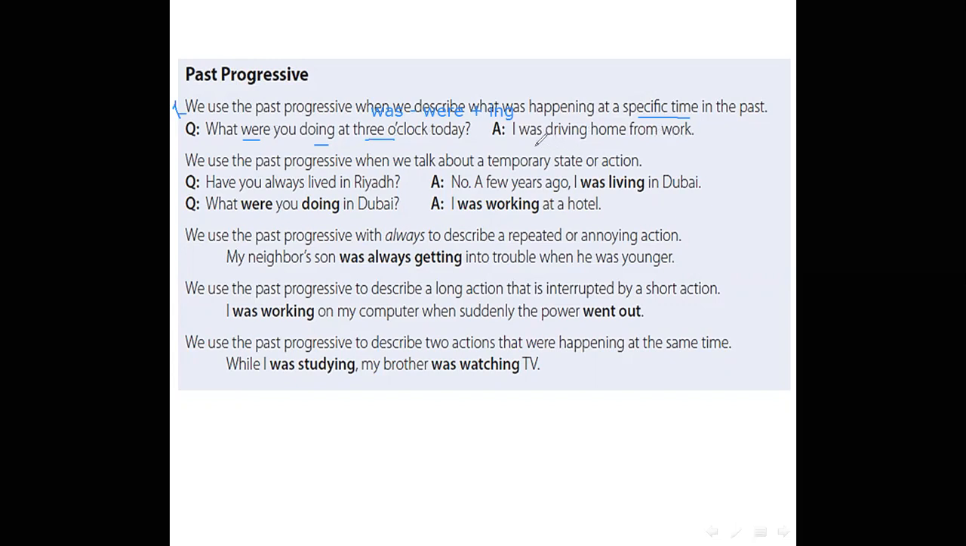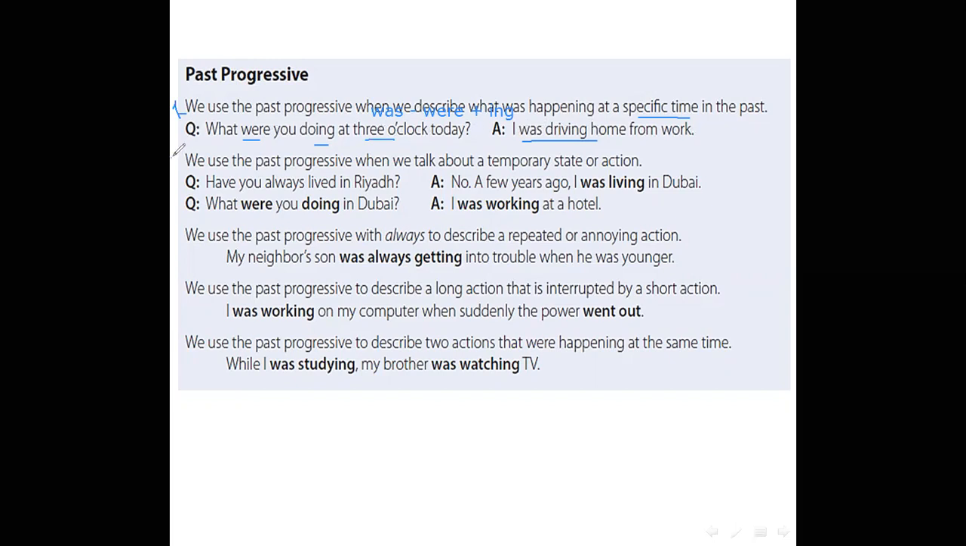Where is the main verb here? Excellent. Was driving. It's a past progressive. Was plus verb plus ing. Here I use was. Why? Because the subject is I, he, she, it, or singular.